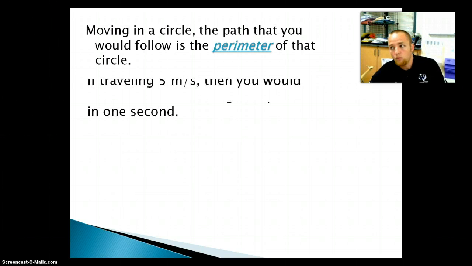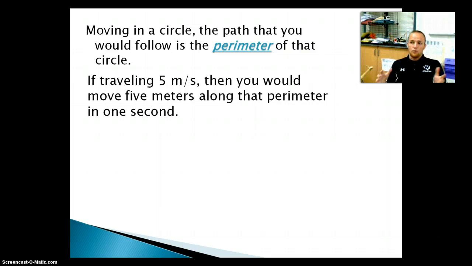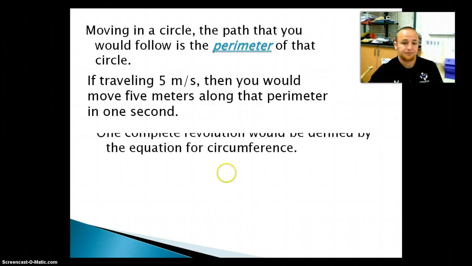And as we travel around that circle, we're going to travel around its perimeter. And regardless of which circle we go, if we're moving in a circle, we're going to follow a perimeter. And our speed, let's just say it's 5 meters per second, then for every second, we're going to move 5 meters along that curved surface of your circle, right? So we're moving 5 meters every second around the perimeter of our circle.